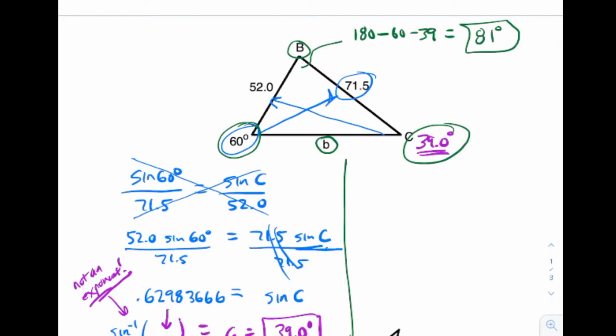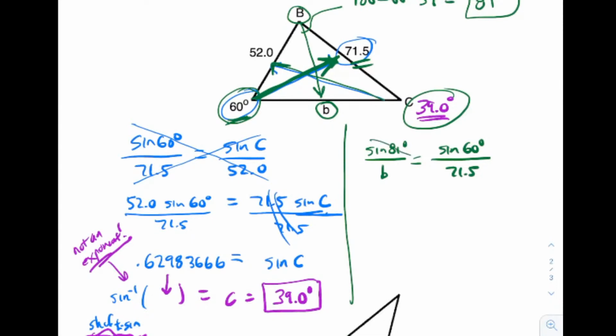Anyway, that's 81 degrees. So now I can use my 81 degrees over little b, crossing the triangle this way. And I can set that equal to either this one or this one. I'm going to go with this one because this is information that we started with. It's more likely to be accurate. It doesn't have as much round off in it. So if I do my old cross product-y kind of thing, I say 71.5 times the sine of 81, close my parentheses, hit the equals. Now divide by the sine of 60, close my parentheses, hit my equals.